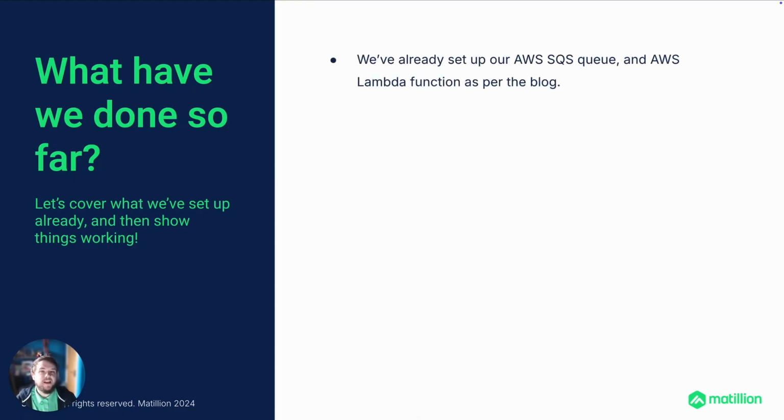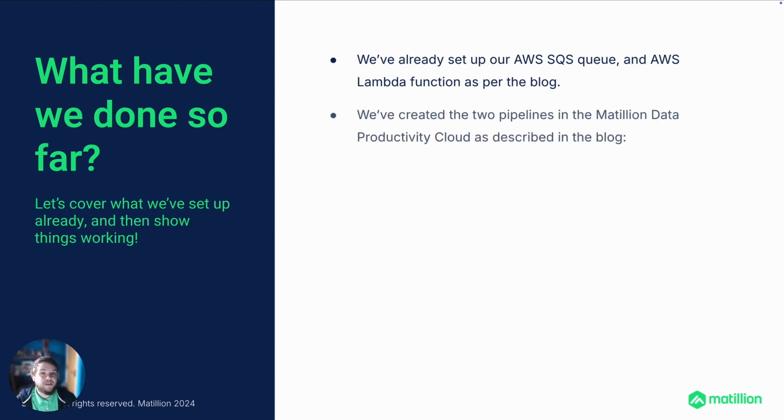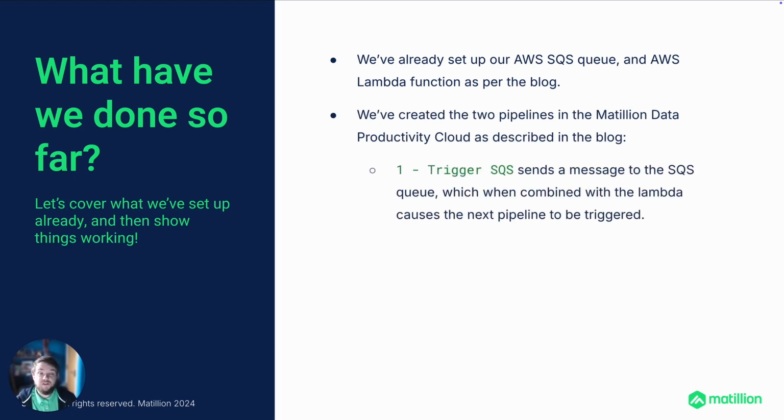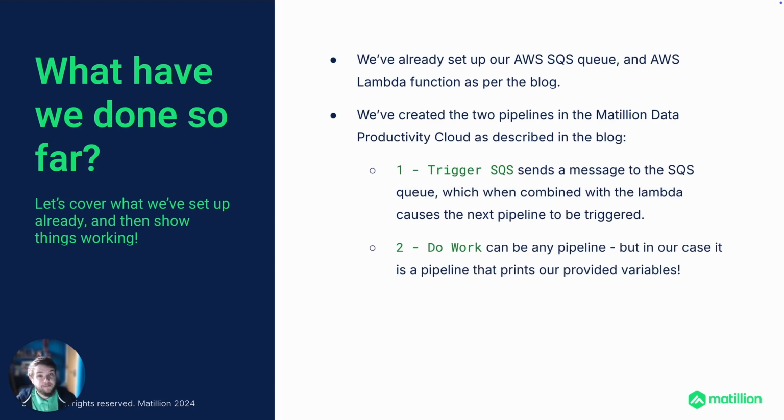Well, we've set up our AWS SQS queue and AWS Lambda function as per the blog. So this is everything from setting up the queues, setting up the Lambda function, setting up the permissions, and getting ready to start. We've also created two pipelines within the Matillion Data Productivity Cloud. They are one, trigger SQS, so this causes a message to be placed onto the SQS queue, and then two, do some work. And this is the pipeline that is triggered by our Lambda function.